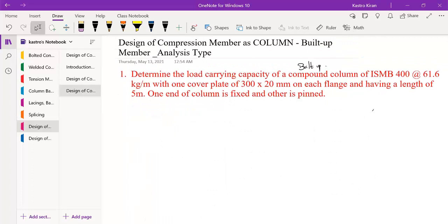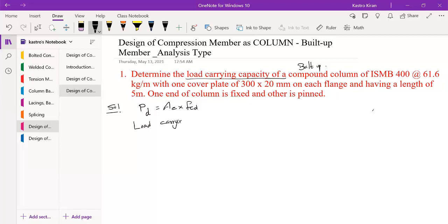So here, what you're going to find out is the load carrying capacity. So what is load carrying capacity? Solution. Let's check what is load carrying capacity. Load carrying capacity is nothing but PD, which is Ae into fcd. This is what we have to find ultimately, right? Load carrying capacity, that is PD. Anyways, the load carrying capacity consists of another formula.